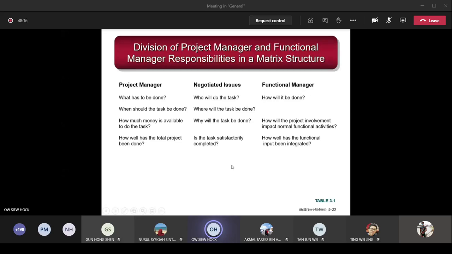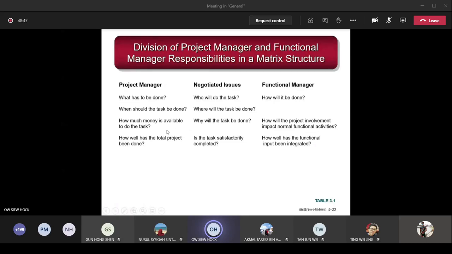In between, there are some parts where they have to negotiate the issues between the project manager and the functional manager. The project manager will decide what has to be done, and the functional manager will decide how it will be done. The one that both of them will negotiate is who will do the task. Second, the project manager will decide when the task should be done. The functional manager has no say here, only the project manager. Next, the negotiation between them is usually about where the task will be done.